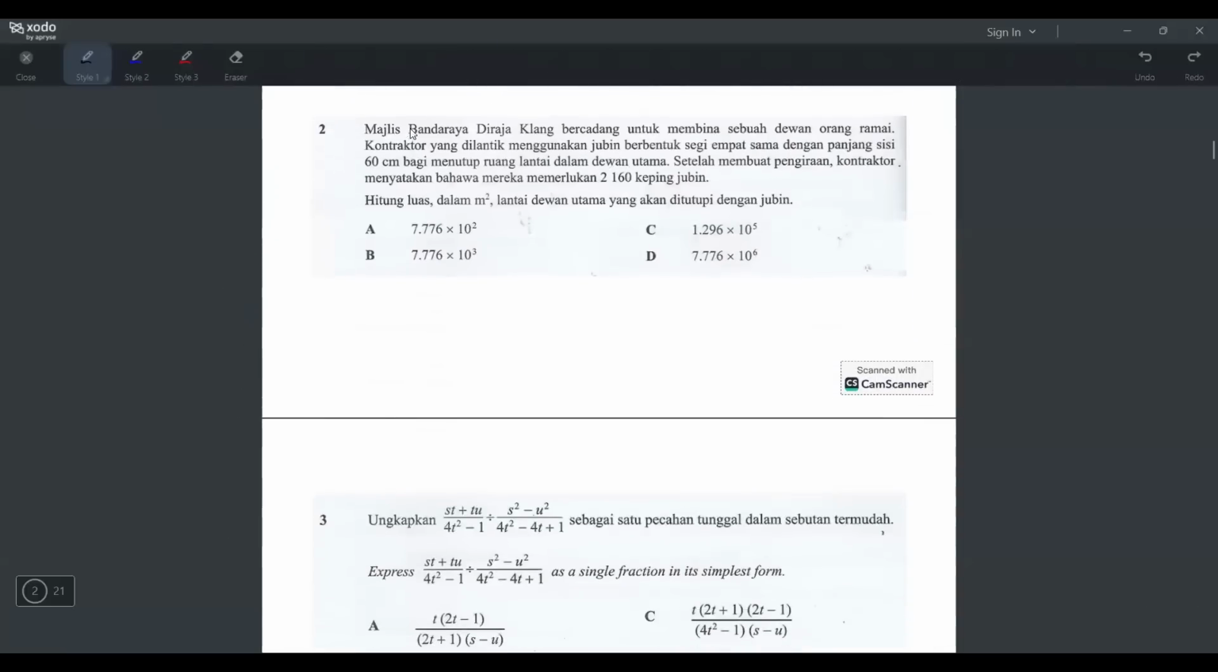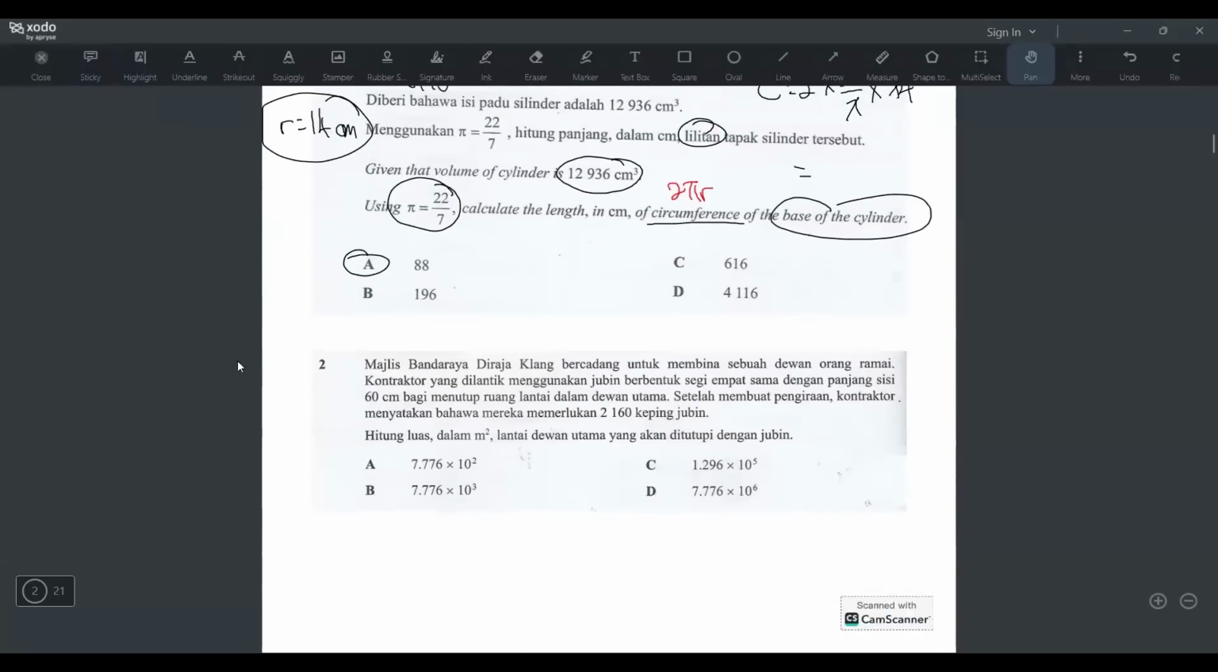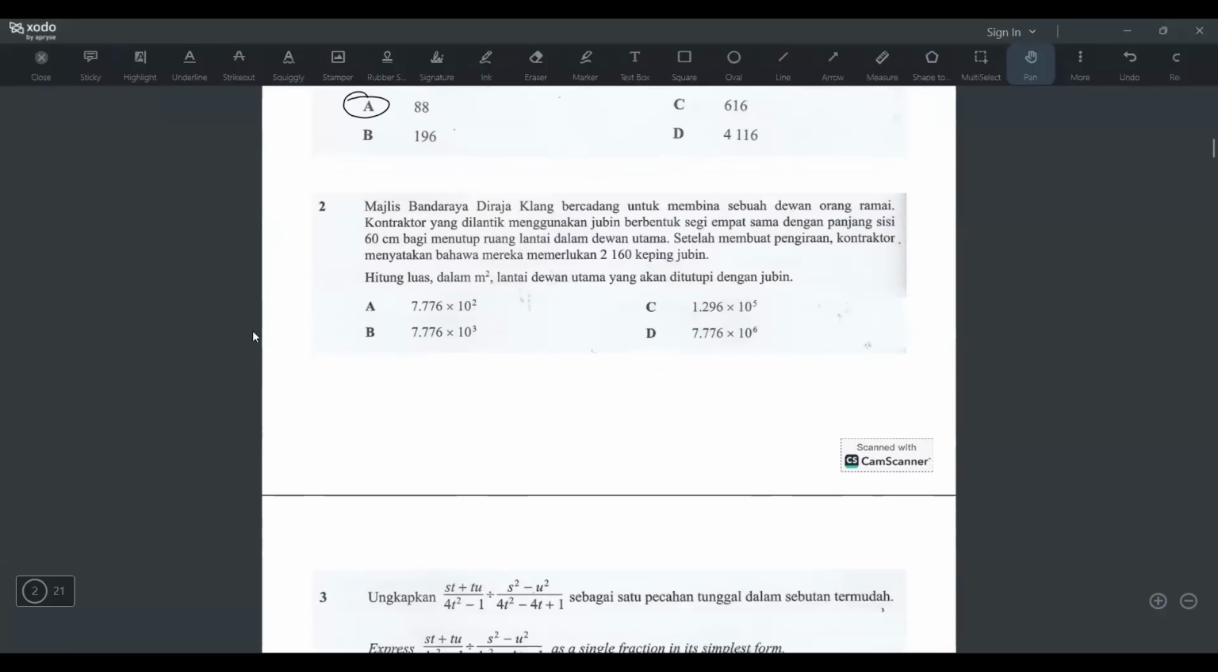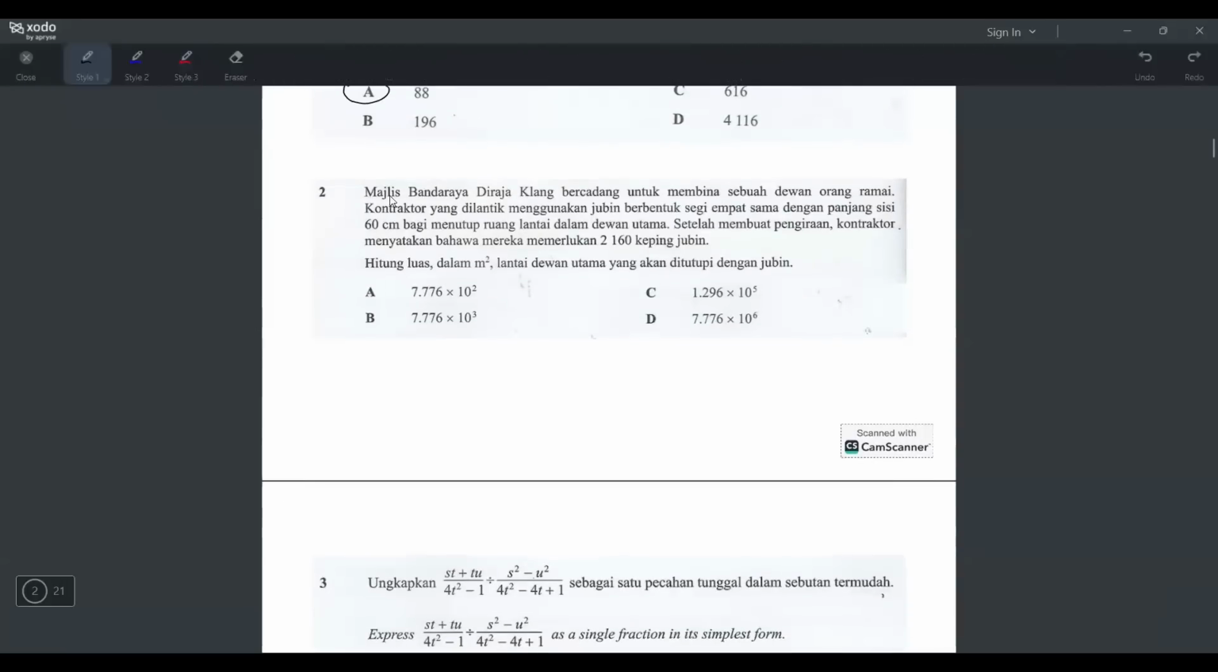Okay, let's do number 2 now. Number 2, for some reason, the English version is missing. So tak apalah, I just teach using bahasa Melayu. Okay, Majlis Bandaraya Diraja Klang bercadang untuk membina sebuah dewan orang ramai. Okay, tak ada information sini. Kontraktor yang dilantik menggunakan jubin berbentuk segi empat sama dengan panjang sisi 60 cm bagi menutup ruang lantai dalam dewan utama. Okay, ini yang penting.